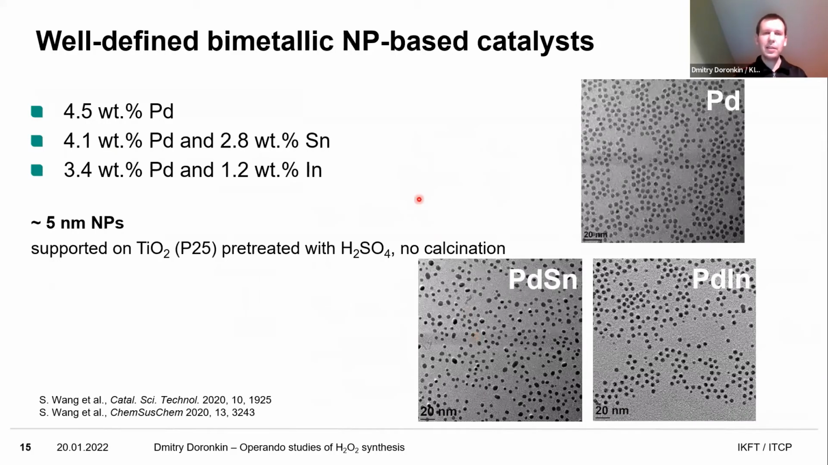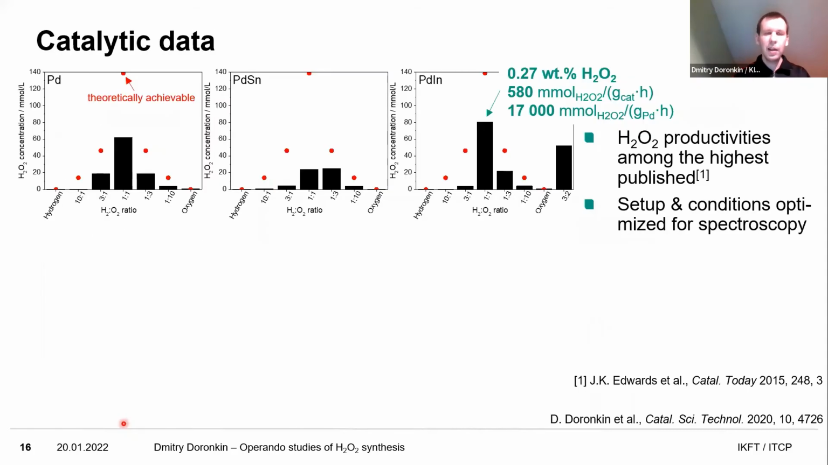And as to the catalyst development, we went to a bit higher loading of catalysts, which was synthesized by Sheng Wang in a neighboring group. They had roughly 5 nanometer palladium nanoparticles, which is now larger than the previous test run. So they were monometallic palladium nanoparticles as a reference, and then bimetallic palladium tin and palladium indium catalysts as the most active catalysts, as they were found out in the batch experiments. So now let's have a look at how they perform.